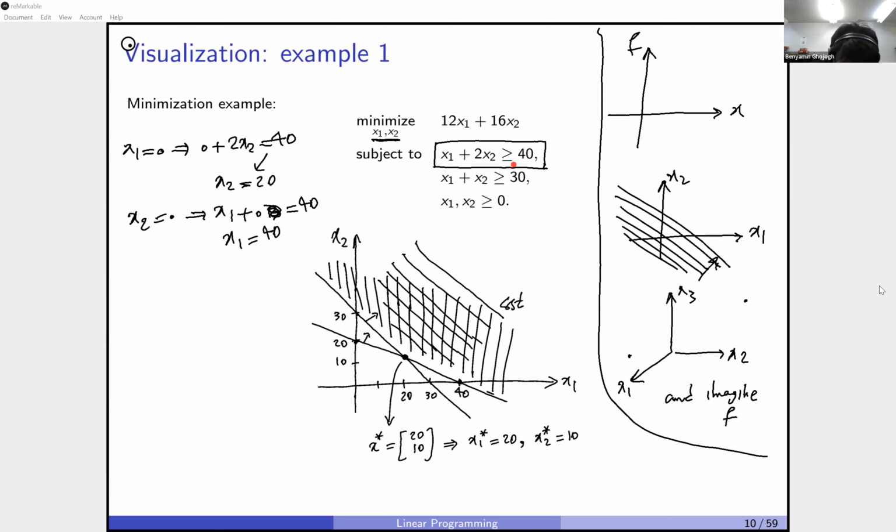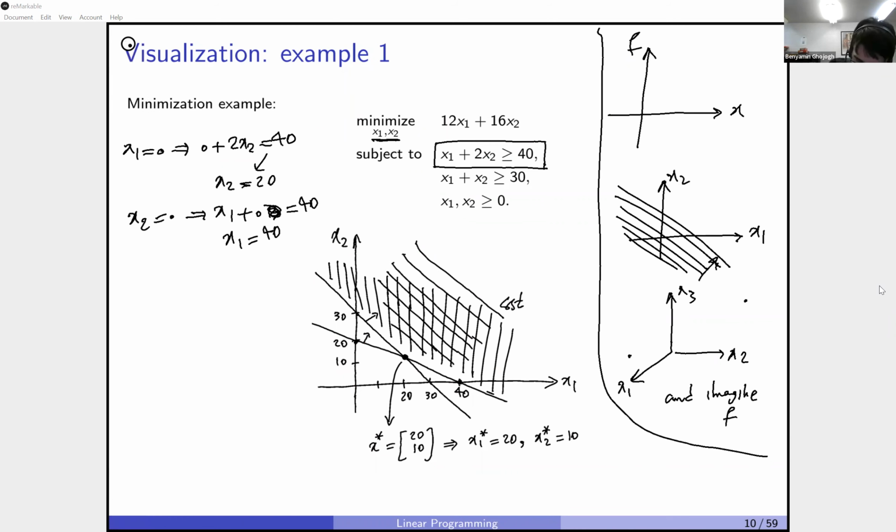But when it's an inequality, it means that we are either on this side of the line or the other side of the line. How do we know which one? We can test a point. For example, 0 and 0, the origin. 0 and 0 is not greater than or equal to 40. Therefore, we are on the other side of the line. We are on this side, right? I have drawn it here, so I don't need to draw it again.